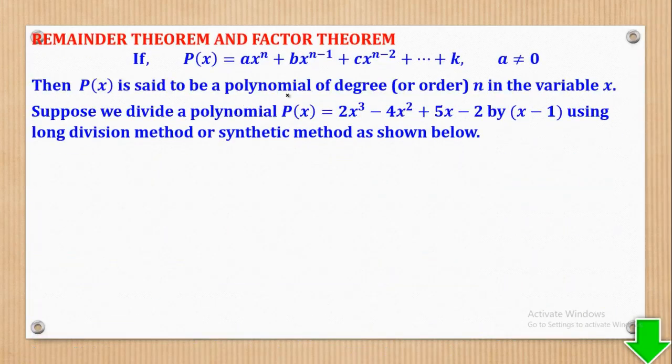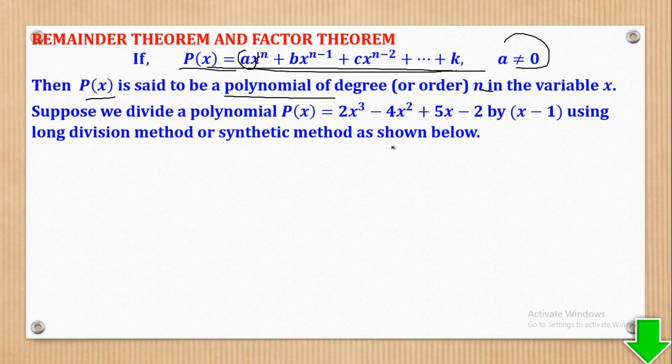Now we shall go to remainder theorem and factor theorem. So if P(x) is equal to this, where a is not equal to 0, so the coefficient of this one is not equal to 0, then P(x) is said to be a polynomial of degree or order n. So polynomials are always in this form in the variable x. Now suppose we divide a polynomial P(x), which is this, by this using long division method or synthetic method as shown below.